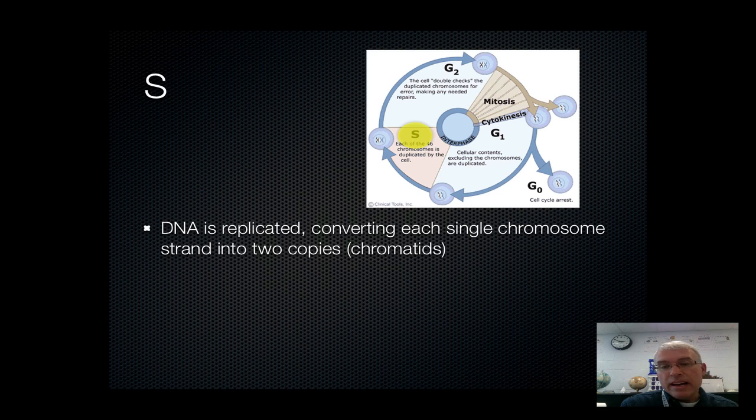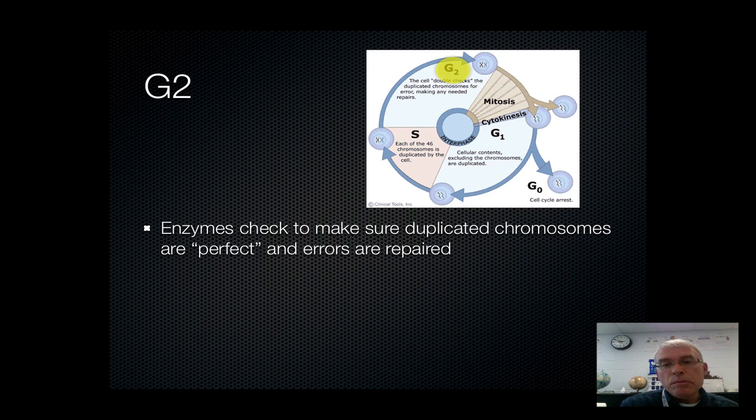It's being copied, and that means each chromosome is converting from a single strand into two copies held side by side, those chromatids we talked about earlier. And during the G2 part of interphase, enzymes are going and checking and making sure each of those duplicated chromosomes is, quote, perfect, unquote, and that any errors that are found are repaired. In a perfect world, it happens this way, but of course, there's always exceptions.